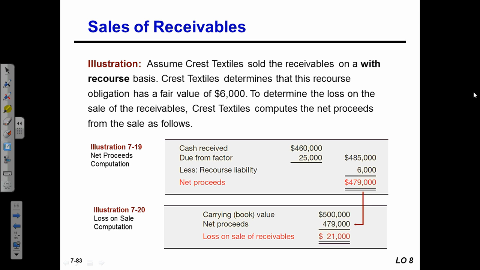Okay? So here's an example with recourse. What changes? Now take a look at this. It's the same deal, right? The cash received is 460. The due from factor is still 25. It's still 5% of the 500, right? Our original loss would have been how much? The 15 fee they charged me, right guys? Everybody agree? It was a 15 fee. It was 3%. So it still is.